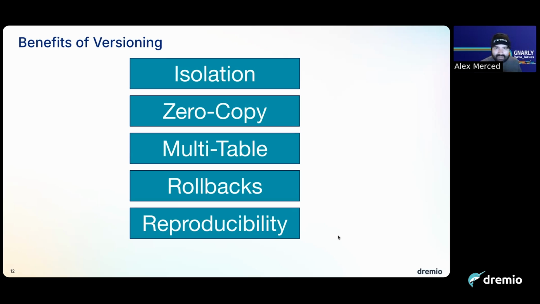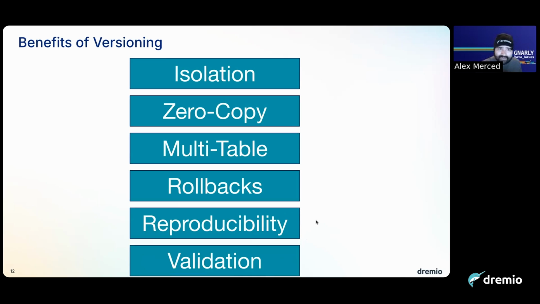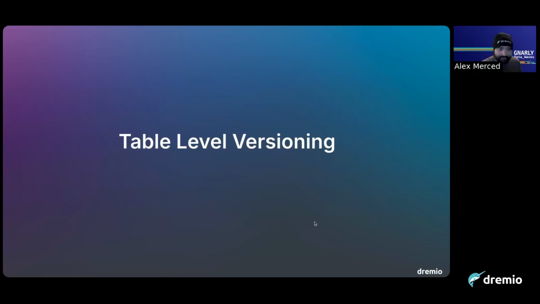So that way, it's not everyone using a different timestamp at the end of the month and having slightly different results when they do historical analysis. And validation, because I can isolate that data, I can go validate it within that branch.